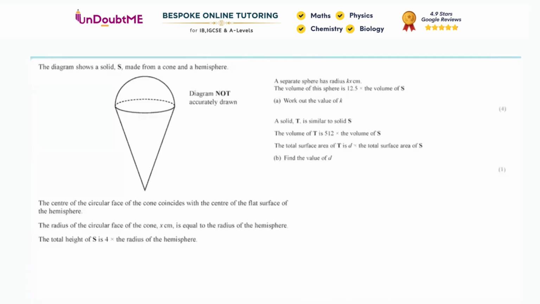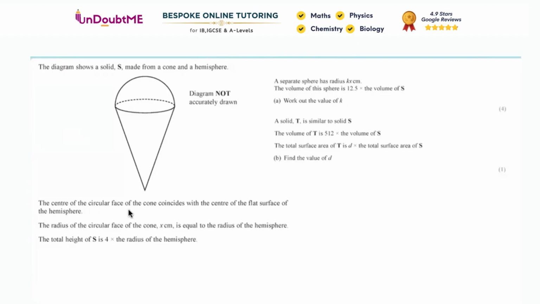The diagram shows a solid made from a cone and a hemisphere. Volumes of all standard figures will be given in the booklet, so you need not worry about that. But it is recommended that eventually, with practice, you learn them. The ones who are in year 11 should have done these questions before also. So it is better if you can learn it. But if you forget, then look at the formula booklet.